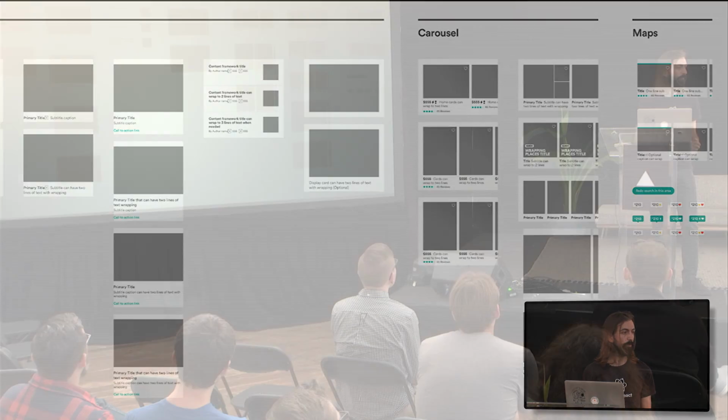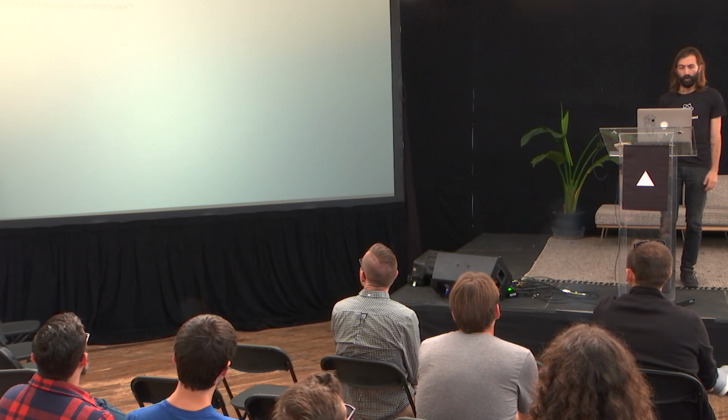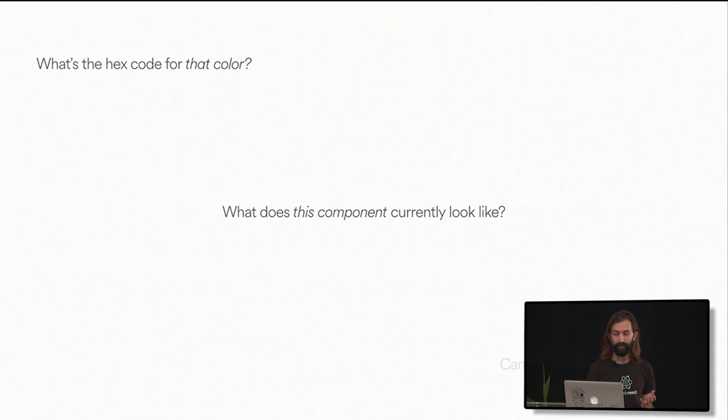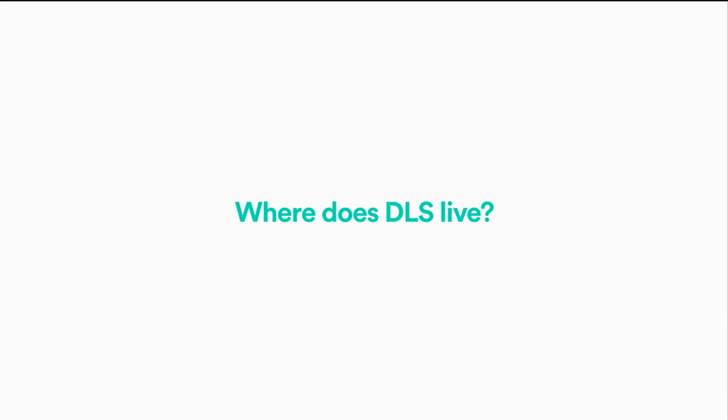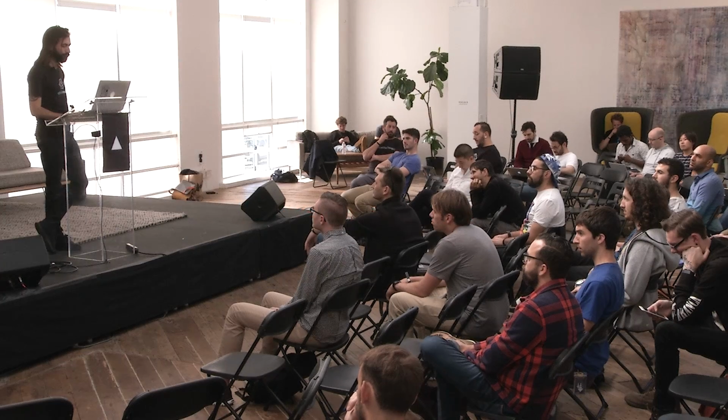We often hear the same questions in Slack every day. What's the hex code for that color? Or see these slides. Or what does this component currently look like? Or does this row component take a configurable icon? It's really a case of a source of truth thing. So we ask ourselves questions like, where does the design system live? Where's the definition of it?